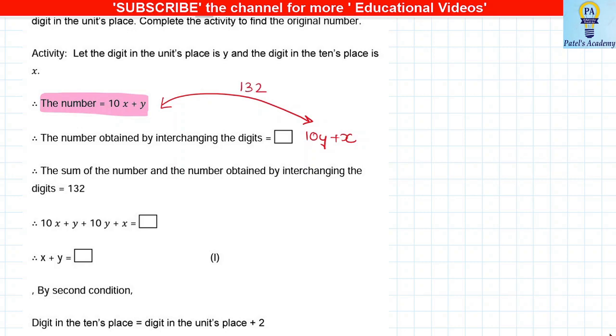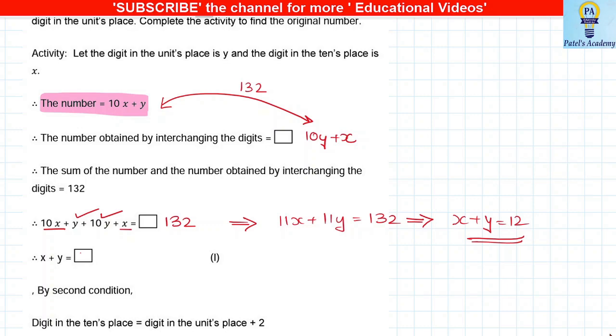So that is what we have done here in the next box: 10x plus y plus 10y plus x is nothing but 132. I'll do one step of calculation here and then we'll fill the next activity. If I add all the left hand sides, 10x plus x, and y plus 10y, I get 11x plus 11y equals 132, and when I divide by 11, I get x plus y as 12. That is what you have to write down here: x plus y equals 12.